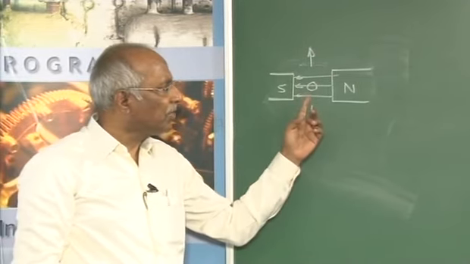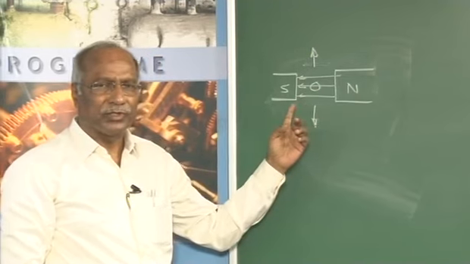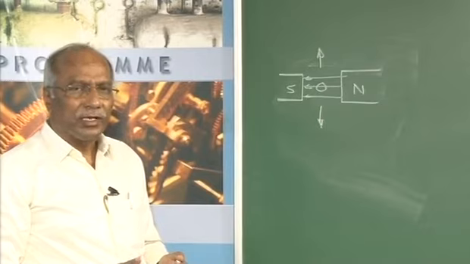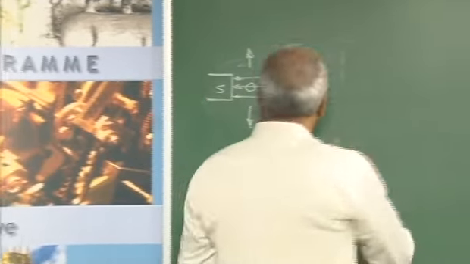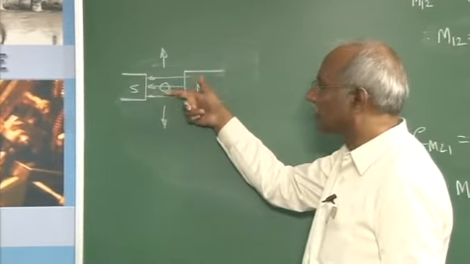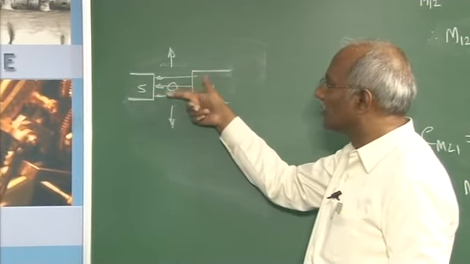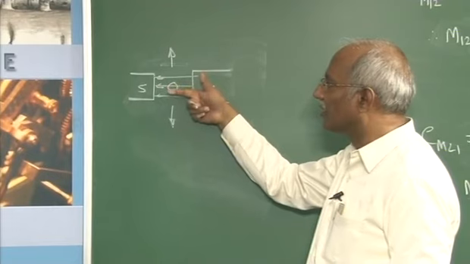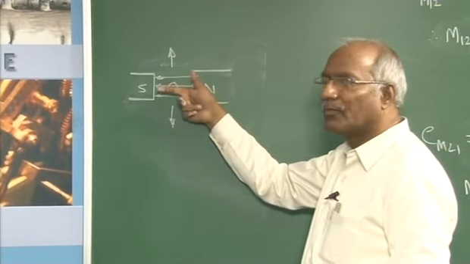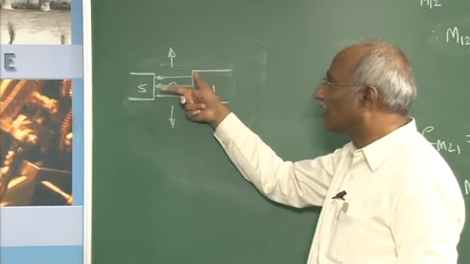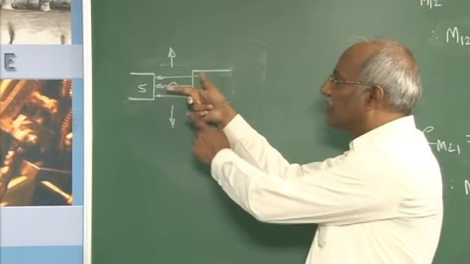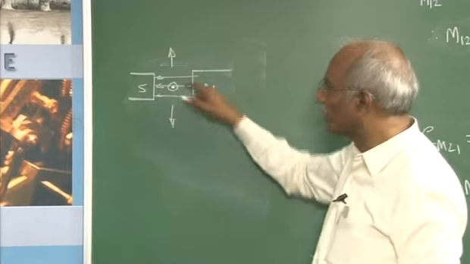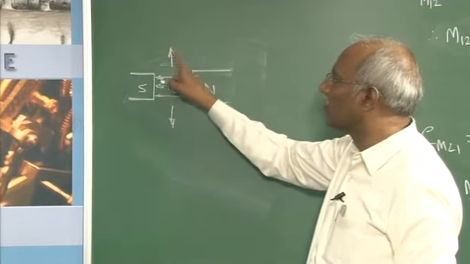Whenever the conductor is moving at right angles to the field, the EMF induced is maximum, the direction of which can be found out by going for Fleming's right hand rule, where the thumb gives the direction of the motion, the forefinger gives you the direction of the flux, and the middle finger gives you the direction of the induced EMF. So, in that respect, this is coming out, therefore, the induced EMF is represented by a dot, as the conductor is moving upward.